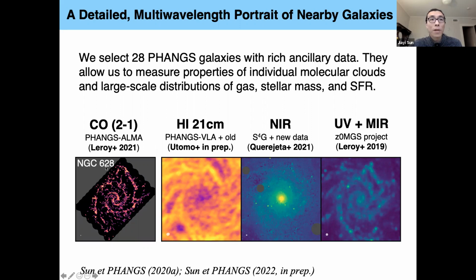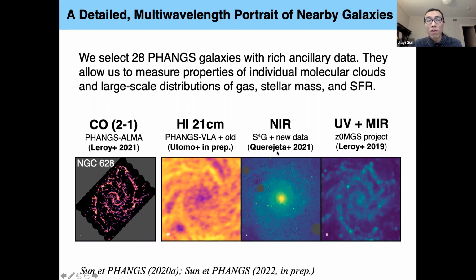Because PHANGS targets a lot of famous nearby galaxies on the sky, these galaxies already have a rich set of ancillary data. For example, we have HI 21 centimeter observations. A lot of these come from older surveys like THINGS, HERACLES, VIVA, etc. But we also have data from a new PHANGS VLA survey led by my previous colleague D.S. Utomo. All these observations together trace the distribution of the volume-filling atomic gas in these galaxies.